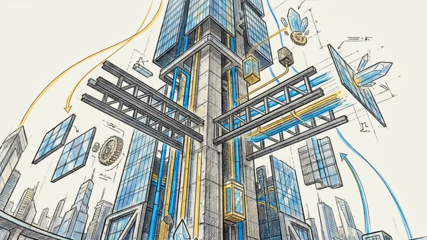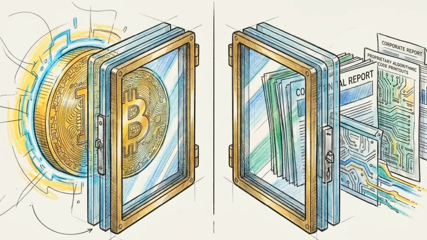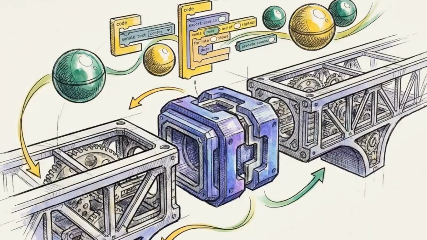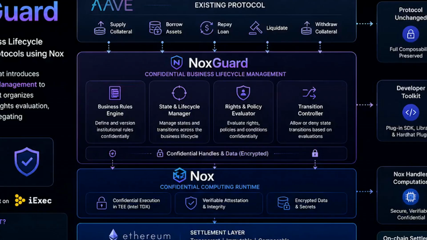Real-world adoption depends on this ability to protect proprietary logic. Institutions can only migrate to decentralized infrastructure when their business intelligence is as secure as the assets themselves. To bridge this gap, developers need a way to execute confidential policies on a public ledger while maintaining the ability for those contracts to interact with the wider DeFi ecosystem. The NoxGuard architecture achieves this through a multi-layered stack.